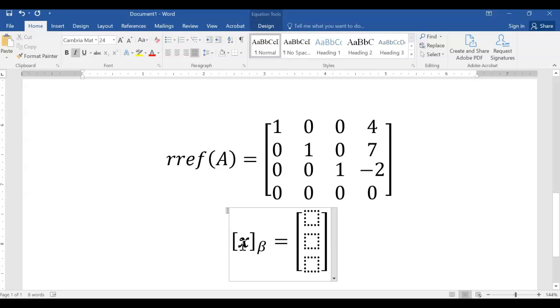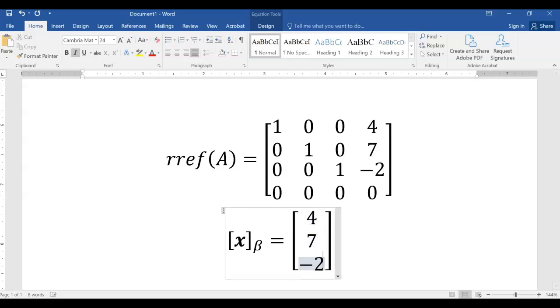the vector x written with respect to b, we're going to get 4, 7, and -2. All right, so that's my coordinate vector of x with respect to basis beta.